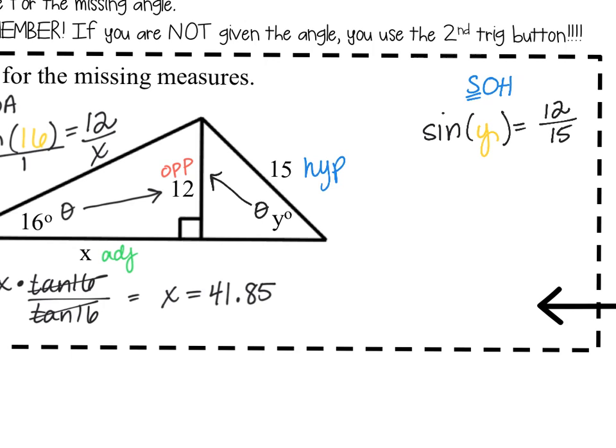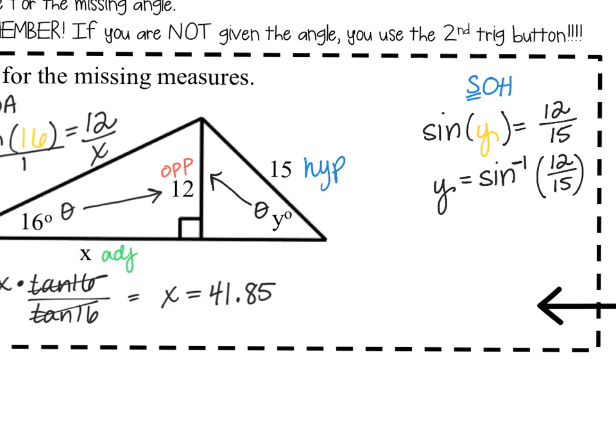Again, in order to solve for the angle, I have to do the inverse operation for sine in order to get y by itself. The inverse operation for sine is that weird thing on your calculator that we talked about a couple moments ago, where we raise sine to the -1. It's called the inverse sine. Then we plug in our ratio, which is 12 over 15.